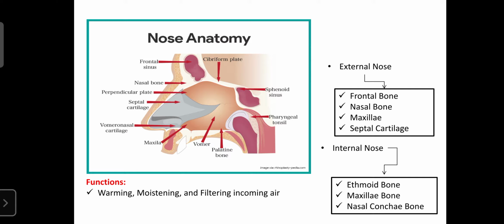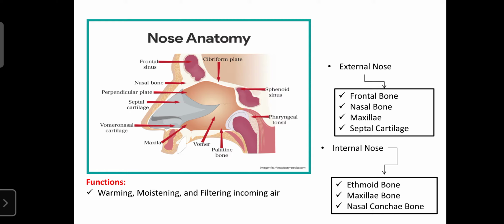The nose is also involved in filtering the incoming air. In the nose, certain nares, that is hair, are present. They are helpful to filter the incoming air and avoid the entry of dust into the nasal cavity. That is the work of the internal nares or the hair. So the nose plays an important role in warming, moistening and filtering the incoming air.